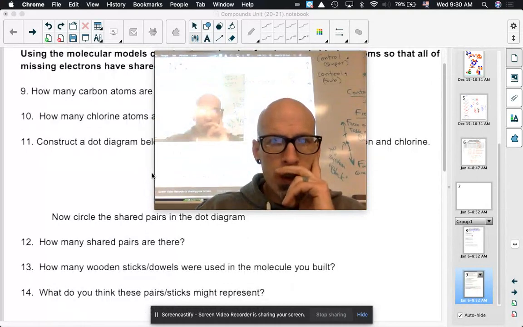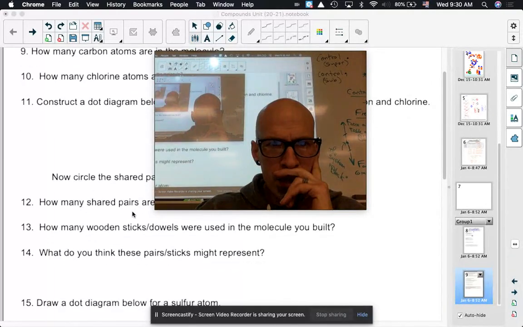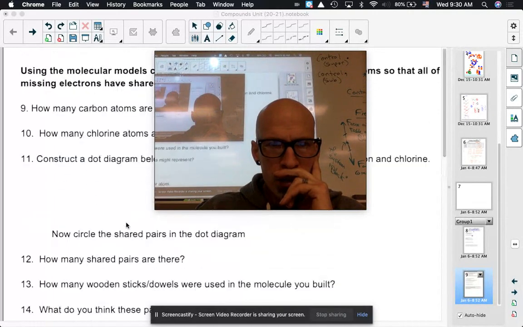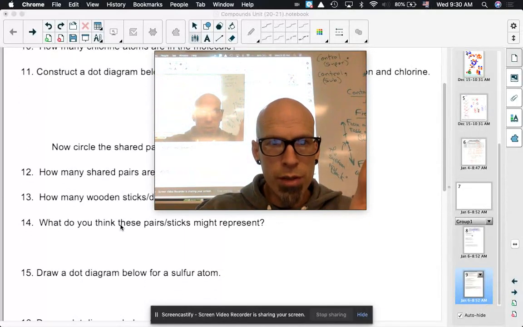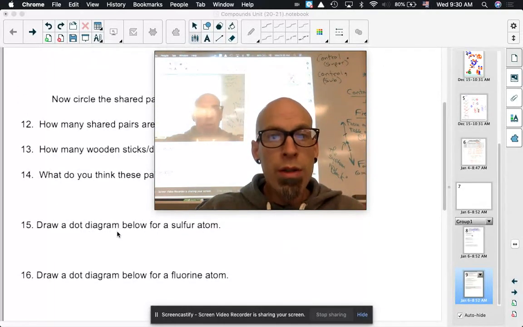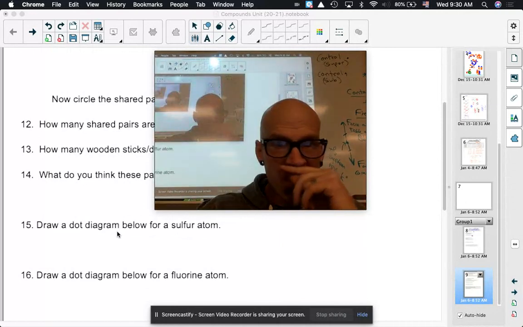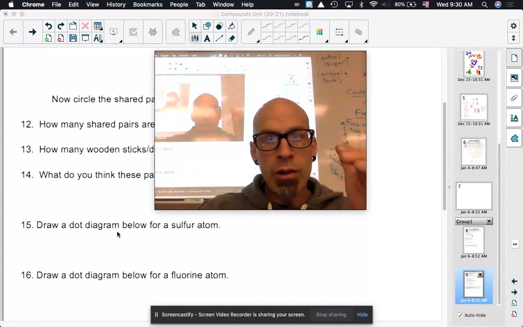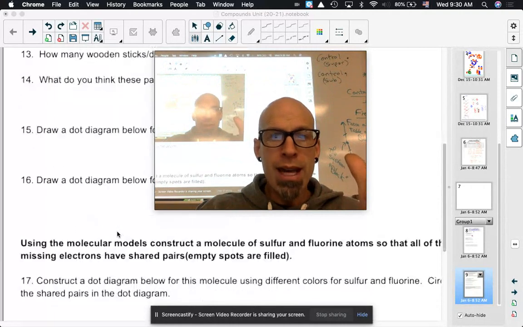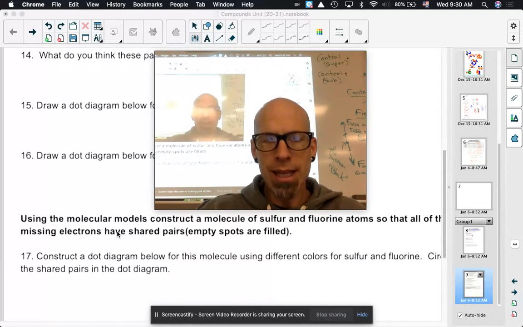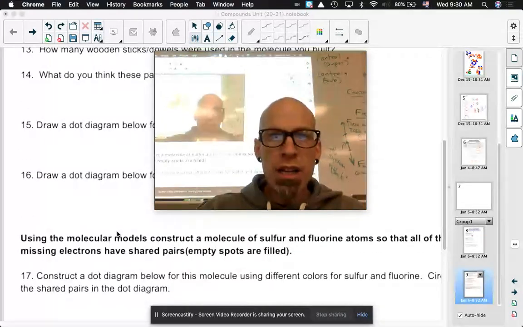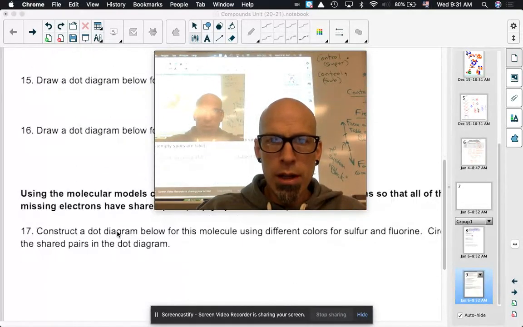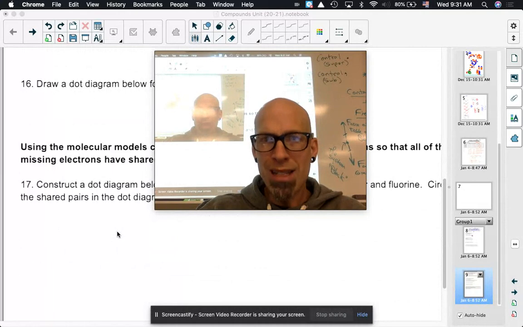And let's see, what else is there on here? Now you circle the shared pairs. You're supposed to draw dot diagrams, which you will hopefully do. And then there's sulfur and fluorine. You're supposed to draw dot diagrams for sulfur and for fluorine. Then you're supposed to construct this thing again. So instead of the constructing part, you're going to have to just do it with dot diagrams.